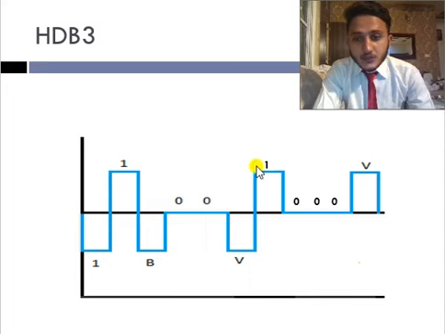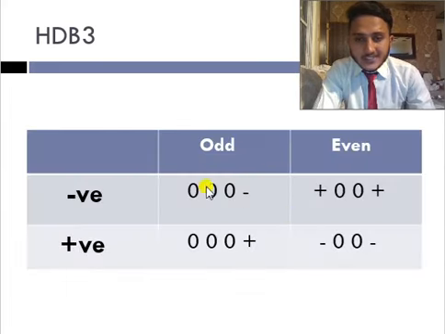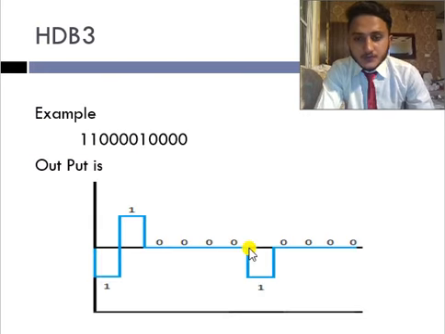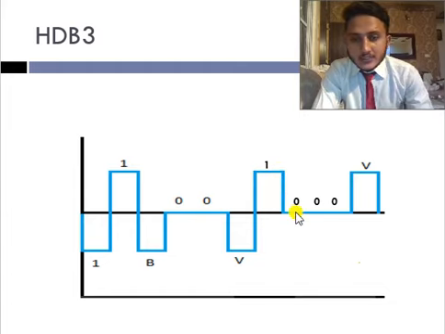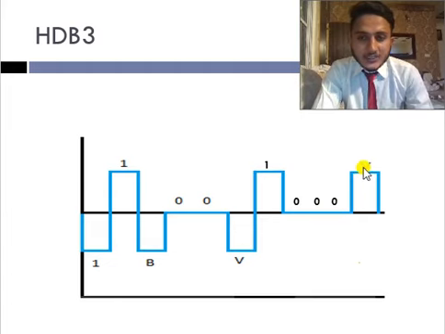And here we have 1 and 4 zeros. The last one signal is positive, and the number of ones is odd, so we use 0 0 0 positive. The number of 1s is one, so 0 0 0 and positive half. And this is a violation because it is against the AMI rule, because both signals are positive.